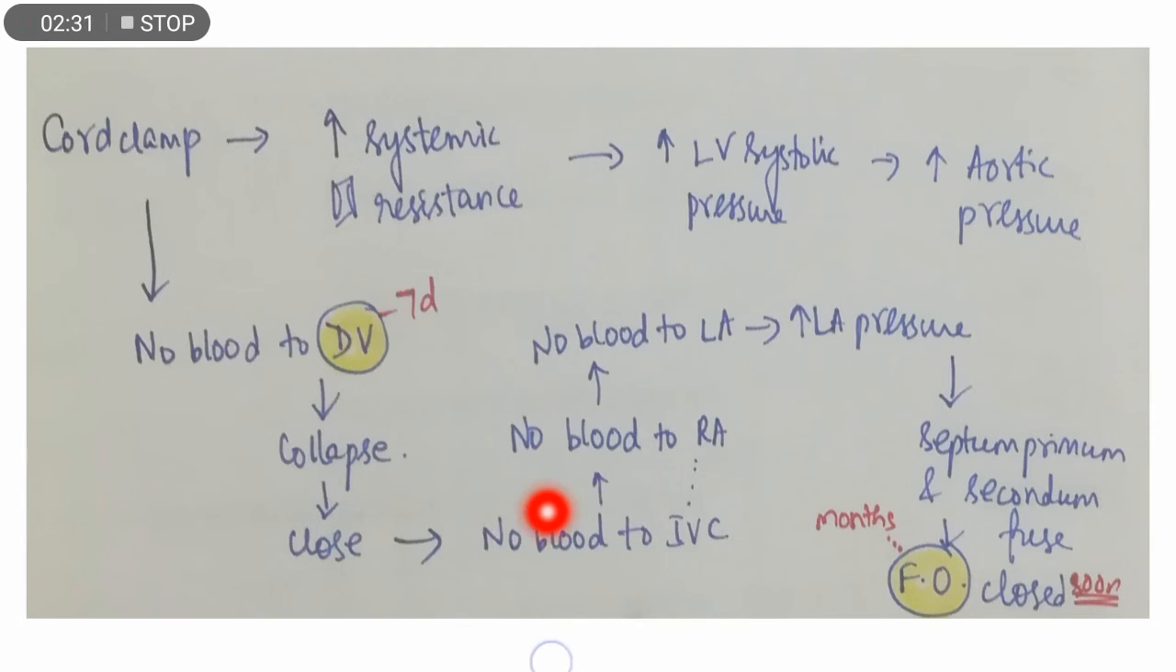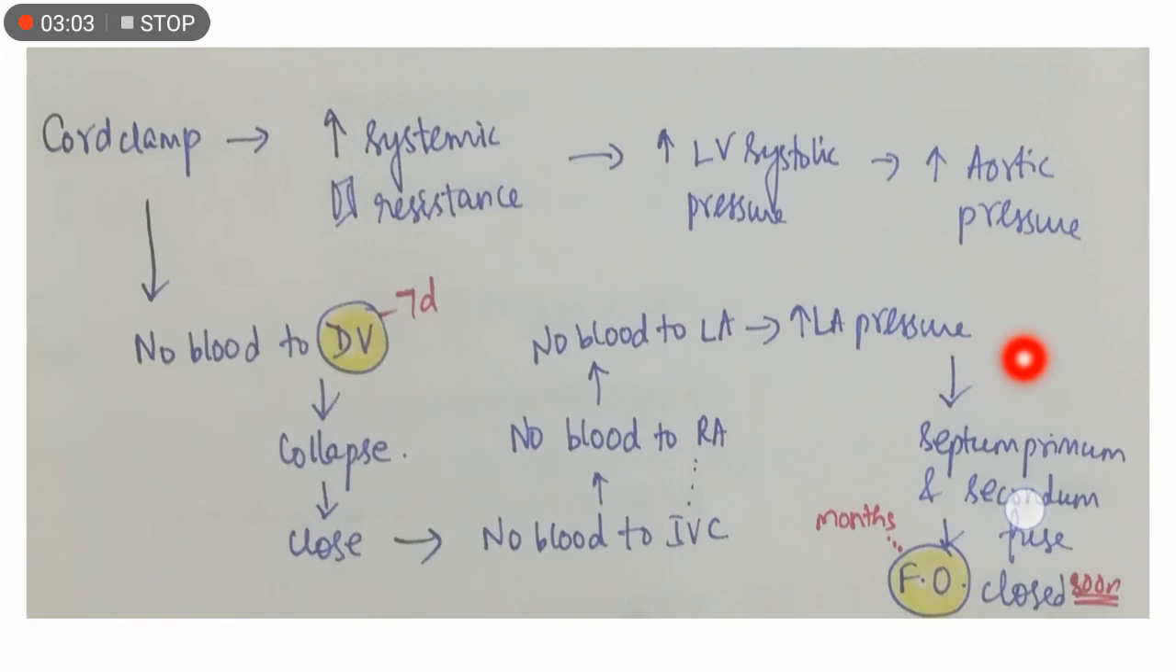Once it closes, there is no blood going into the inferior vena cava. One third of the inferior vena cava's blood is the one thing which reaches the left atrium through the right atrium. The right atrium will still receive blood from the superior vena cava as well, but the inferior vena cava is the one giving to the left atrium. So there is no blood to the inferior vena cava from the umbilical veins. So there is technically no blood going into the left atrium, which means the left atrium is going to get angry, so the pressure is going to increase.